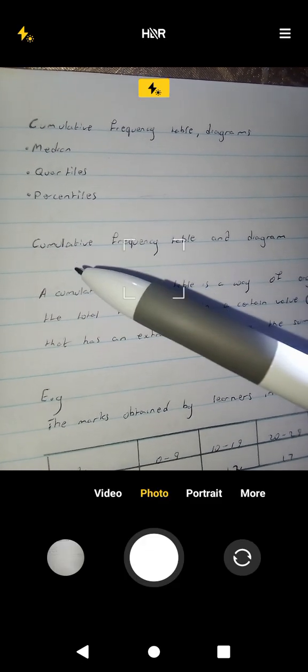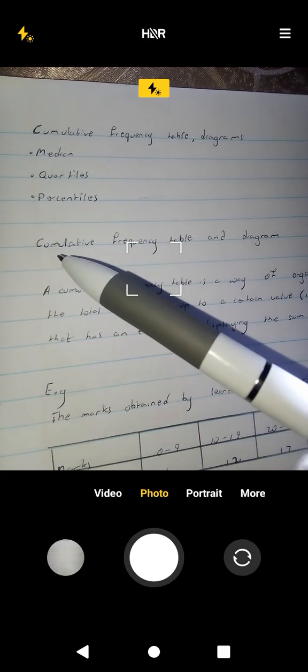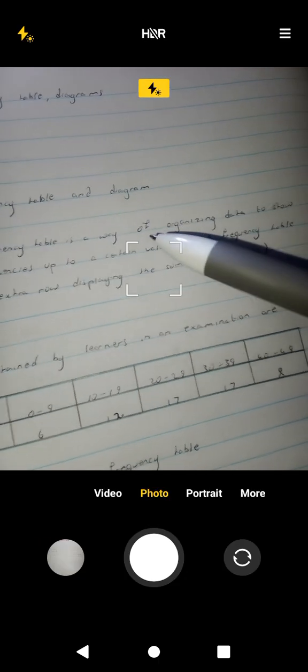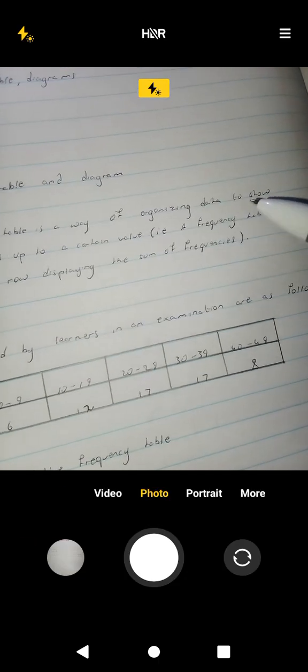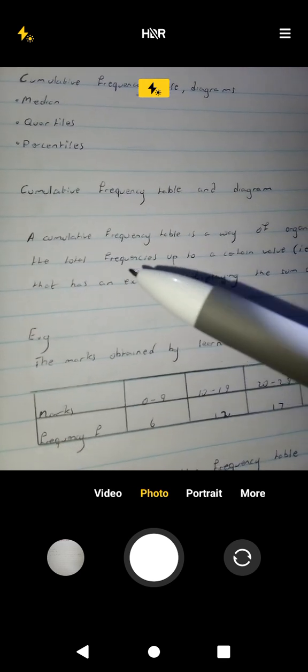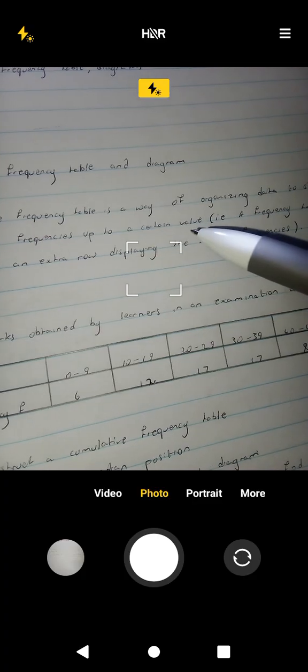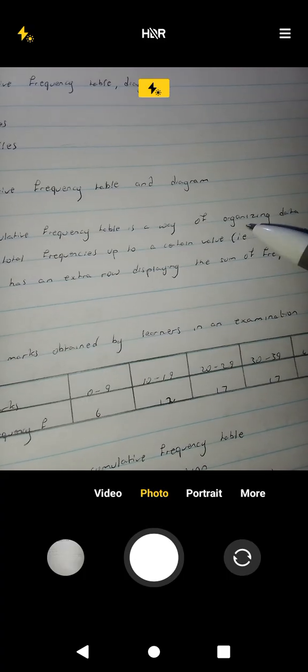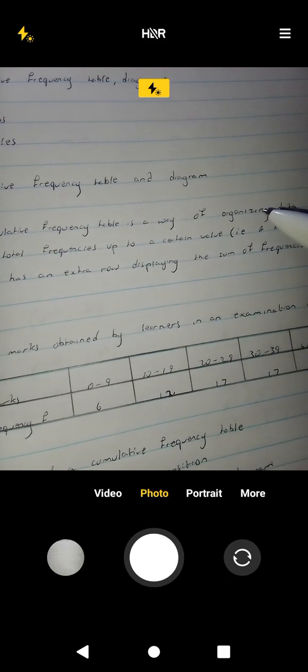So let's begin. So what is a cumulative frequency table? Okay, like I said, we'll begin with the cumulative frequency table and diagram. But what is a cumulative frequency table? A cumulative frequency table is a way of organizing data to show the total frequencies up to a certain value. So it's a way to actually count the values up to a certain value.